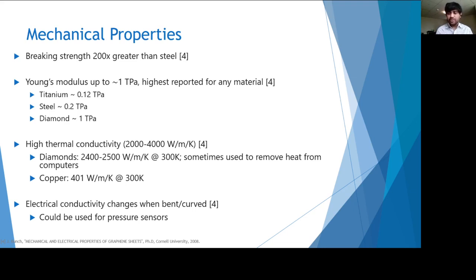So for example, with carbon nanotubes, if it's rolled one way, it acts like a metal. And if it's rolled a different way, it acts like a semiconductor. So a similar story with graphene. When it's bent, the conductivity changes. So an additional application for graphene, in addition to being interconnects, is being a pressure sensor.